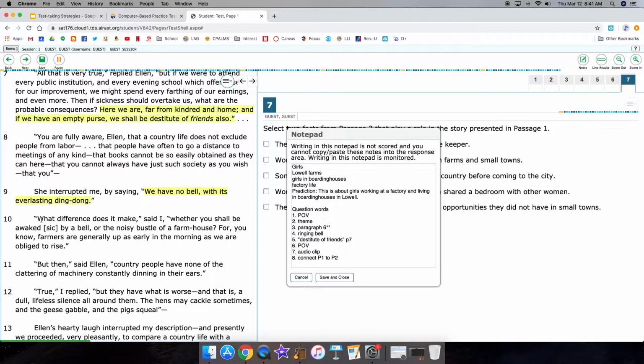Okay, paragraph 10. What difference does it make, said I, whether you shall be awaked by a bell or the noisy bustle of a farmhouse? For, you know, farmers are generally up as early in the morning as we are, obliged to rise. There is our bell again.